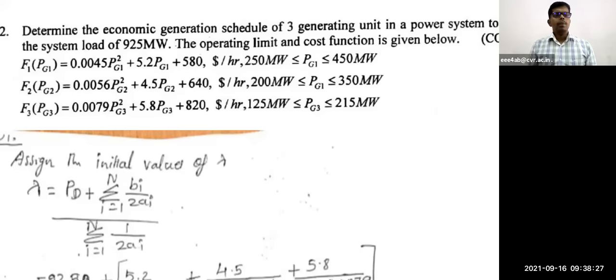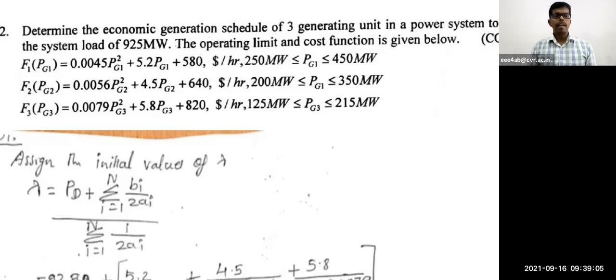Next, fuel cost function of generating station 2. F2 of PG2 is equal to 0.0056 PG2 square plus 4.5 PG2 plus 640 dollar per hour. Here the minimum and maximum operating limit is 200 megawatt less than or equal to PG2 less than or equal to 350 megawatt.